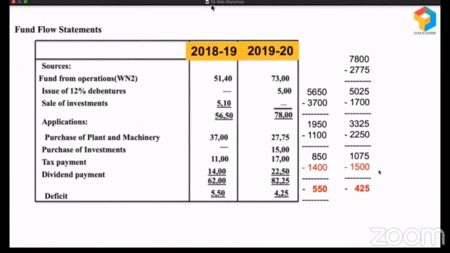This business is not learning from its mistakes. When they are left with 1,075, they should have stopped at that level. They should have ensured that this money is going for supporting the working capital requirements of the business, but they didn't. So these kinds of hidden practices will get caught, will get revealed in the fund flow statement.